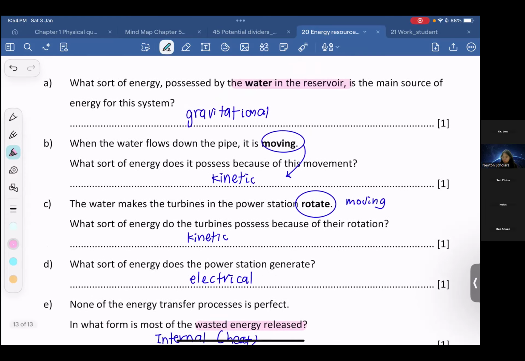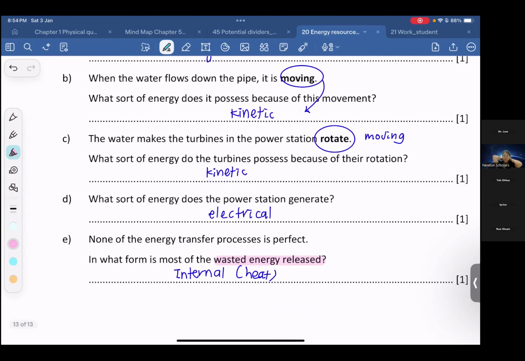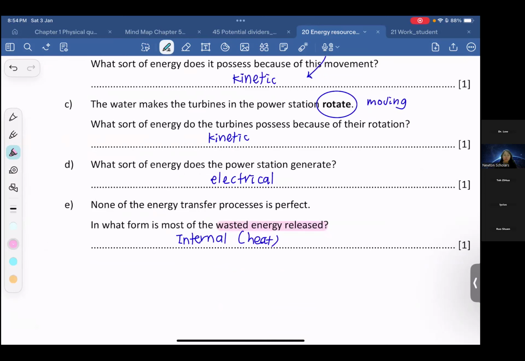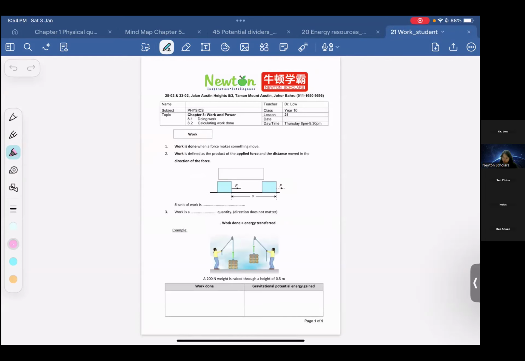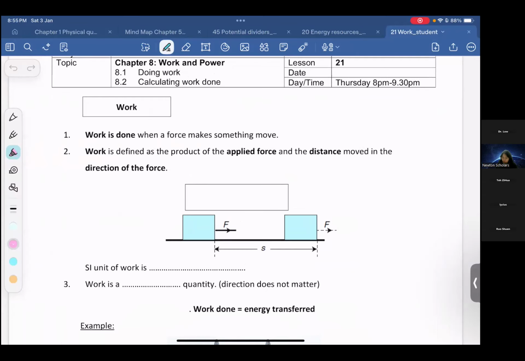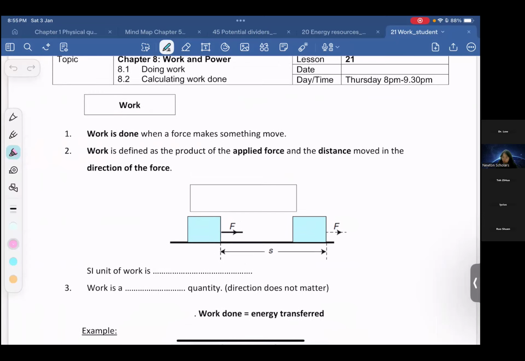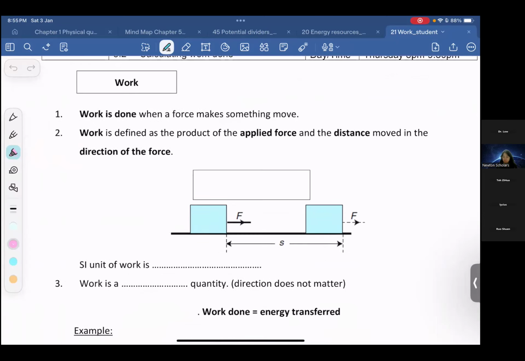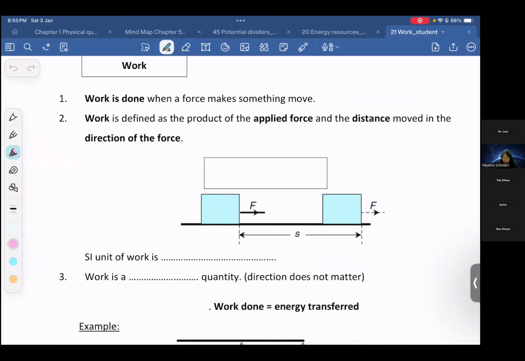Okay, until here, any question for these energy resources? Any? No, okay. Then we go to the next chapter. Chapter 8, work and power. Work is done when a force makes something move. Work is defined as the product of force and the distance in the direction of force. Product in physics means times.